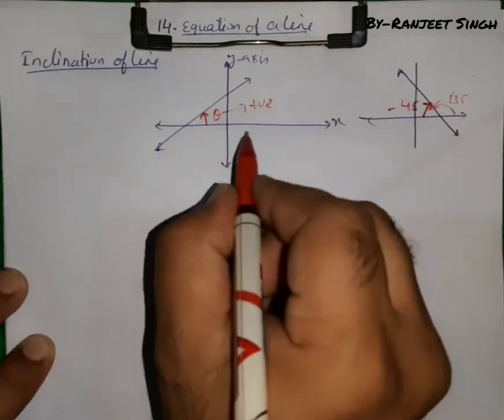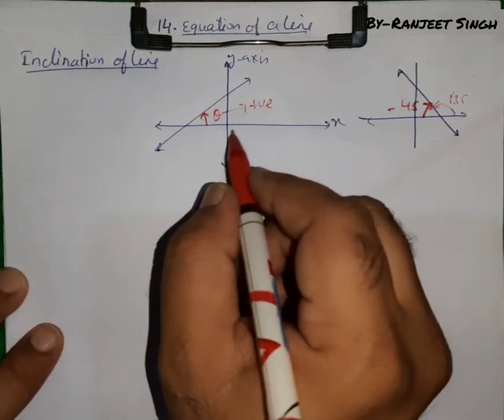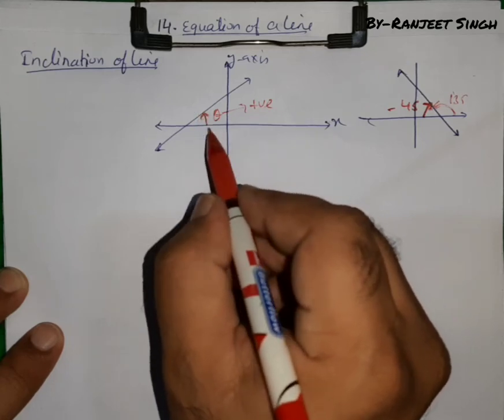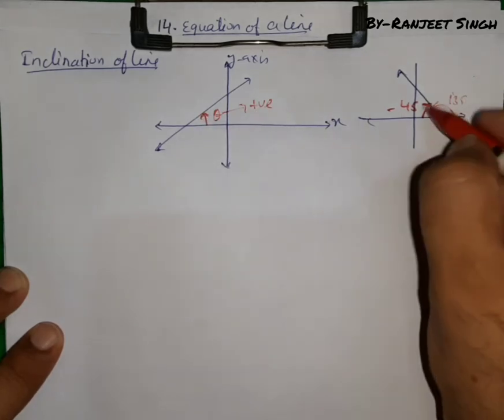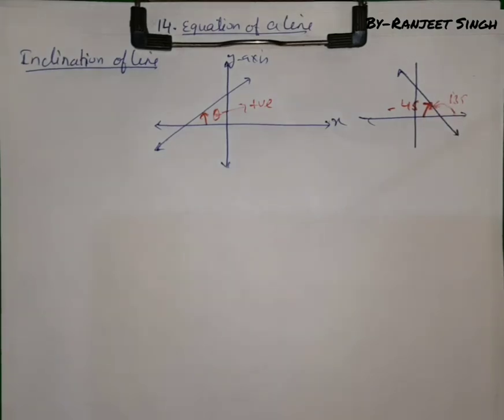So the angle made by any line with the x-axis is called inclination, and inclination in the anti-clockwise direction is taken as positive, and in clockwise direction it is taken as negative. So please remember this also.